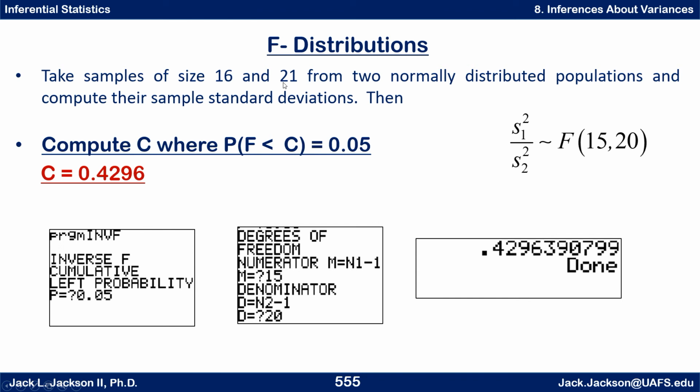If you don't have this calculator program, what you have to do is graph the FCDF with these sample sizes, or these degrees of freedom. Then graph y equals 0.05, calculate the intersection, and the x value should be that. So you can do it that way if you don't have the program. The program is quite a bit easier if you have it.